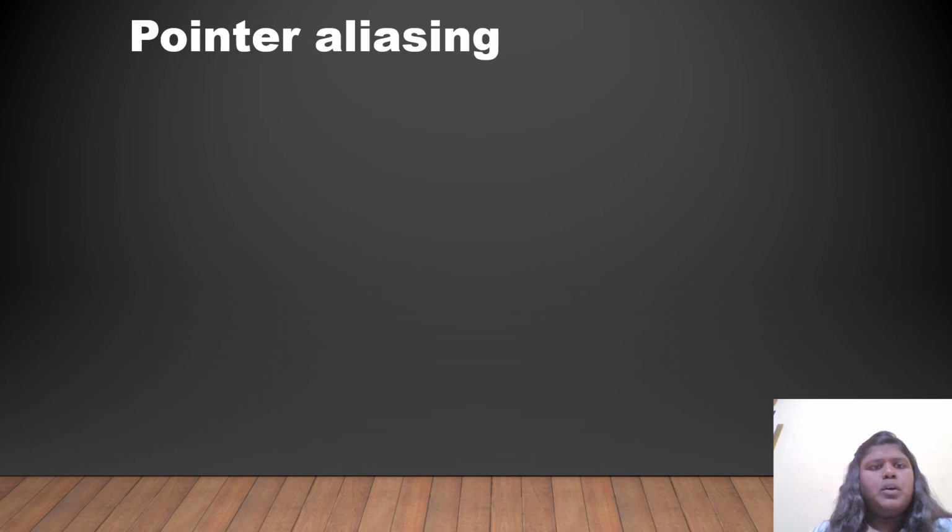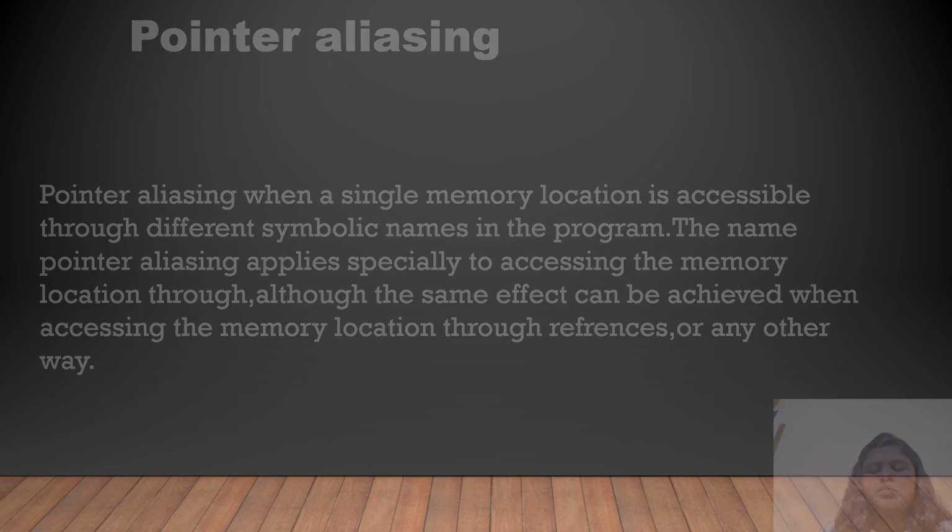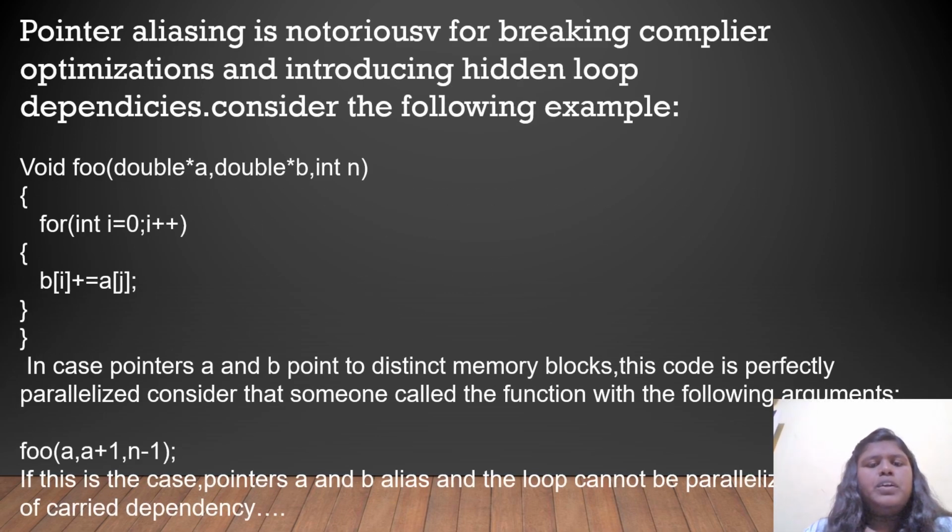Moving on to our main topic, pointer aliasing. Pointer aliasing is when a single memory location is accessible through different symbolic names in the program. The name pointer aliasing applies specially to accessing the memory location through pointers, although the same effect can be achieved when accessing the memory location through a reference or any other way. Pointer aliasing breaks compiler optimization and introduces hidden loop dependencies.